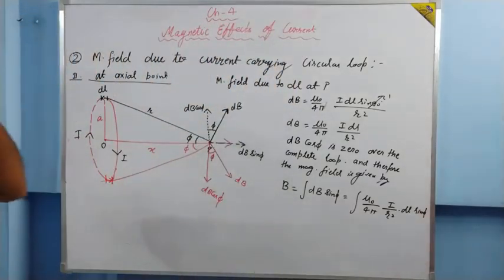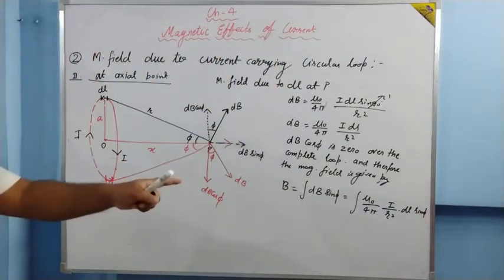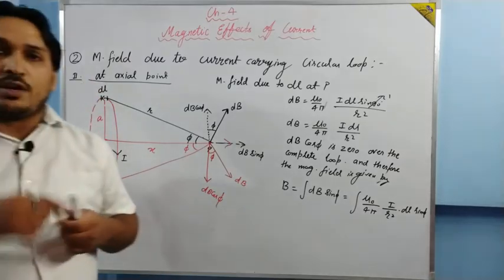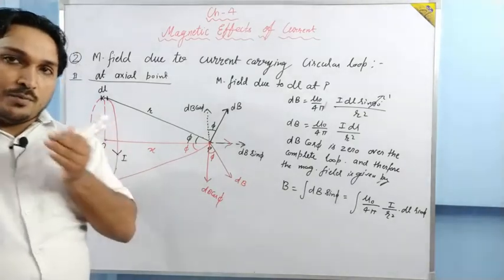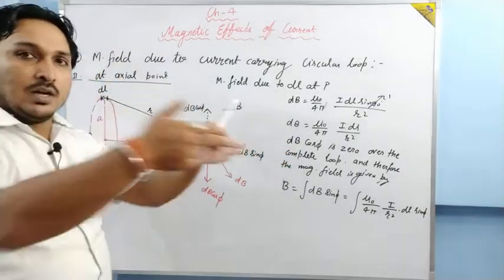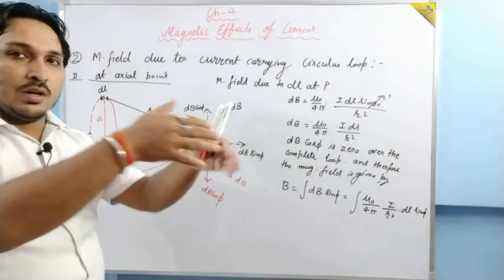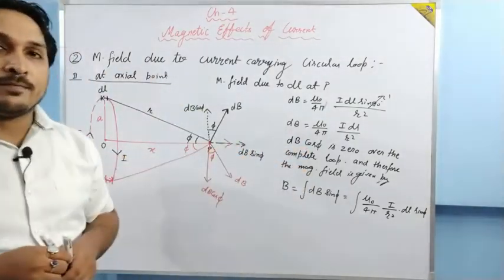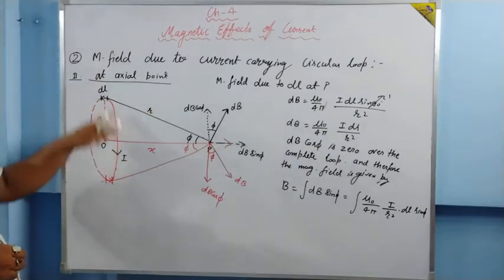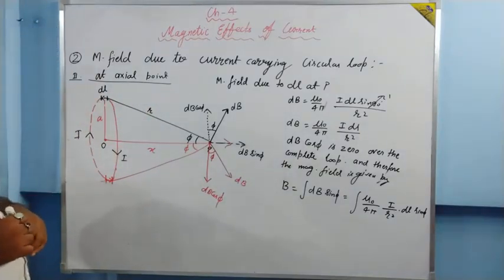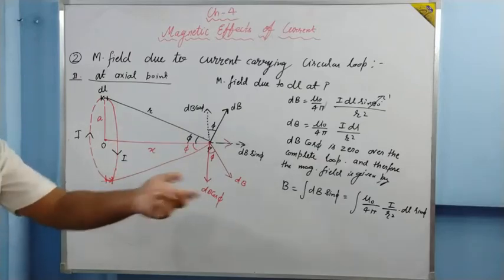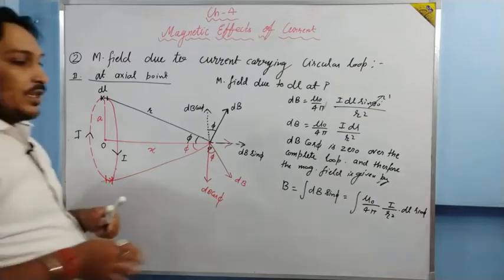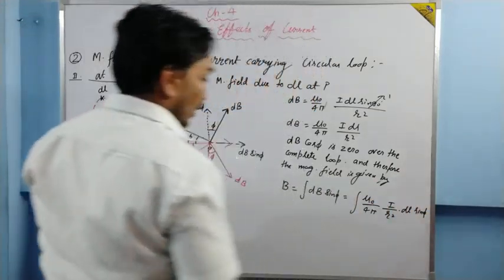Now the thing is, mu naught upon 4 pi, I and R. R is fixed for the complete ring. It will form a cone actually. Suppose a ring is there, and from the ring all the points are towards a particular point. It will make a cone, and each point of the circumference is at equal distance from the vertex. So basically that R is fixed for each point of the ring. Okay, what is the sin phi? Sin phi will also be same because it will be a semi-vertical angle. So basically all the things are constant, only dl will be integrated.